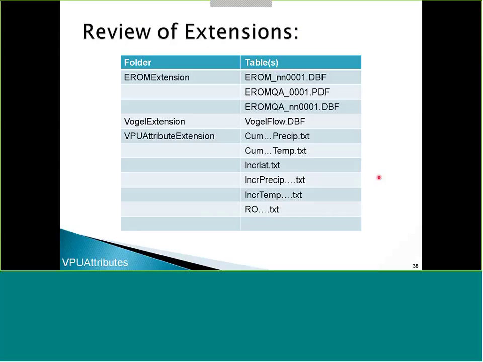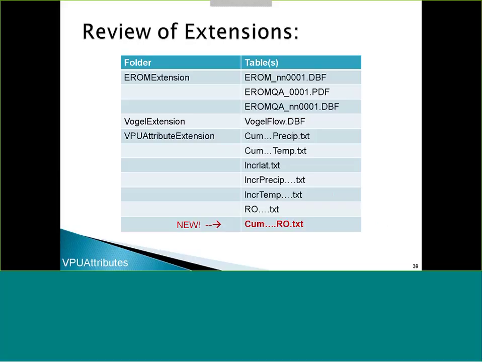And so here are the extensions that I've talked about. I've talked about EROM, where in each VPU we have the month, the QA file, and the QA report. We have the Vogel extension, and then in the VPUAttributeExtension we have these different tables, and the cumulative runoff has now been added to this particular extension.